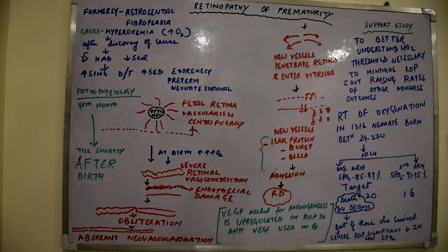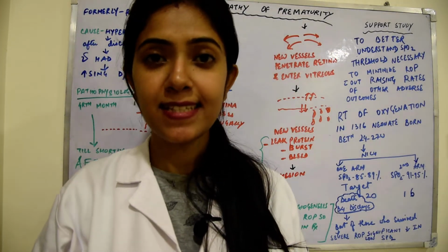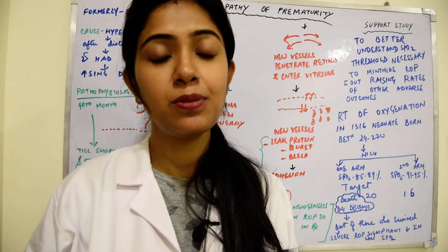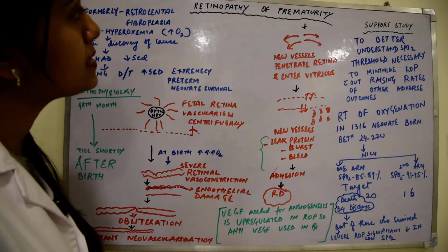So the next complication of prematurity that we are going to discuss today is retinopathy of prematurity. Now the name itself suggests that it is something to do with the retina of the premature neonate. So what exactly happens in this condition?